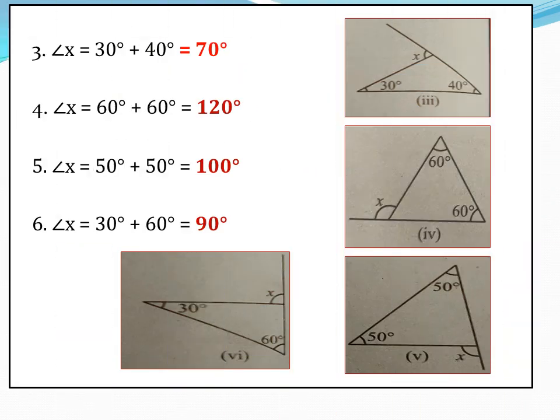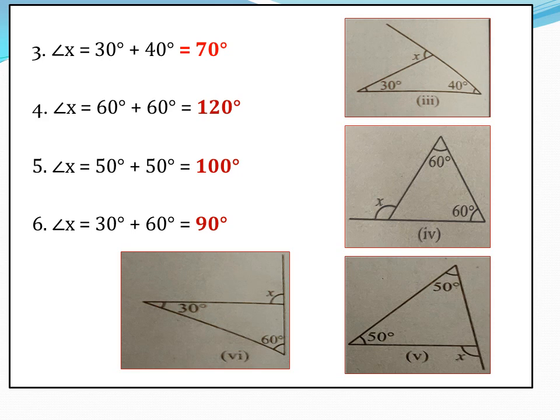Let us continue the same type of question. Question number 3. You see the diagram. One angle is 30 degrees, another angle is 40 degrees, and our exterior angle is given as x. Have you seen properly? Okay, the outside angle x is an exterior angle. I told you we have to use the exterior angle property of a triangle. By using that, 30 degrees plus 40 degrees, we will get 70 degrees. This 70 is the measure of angle x.